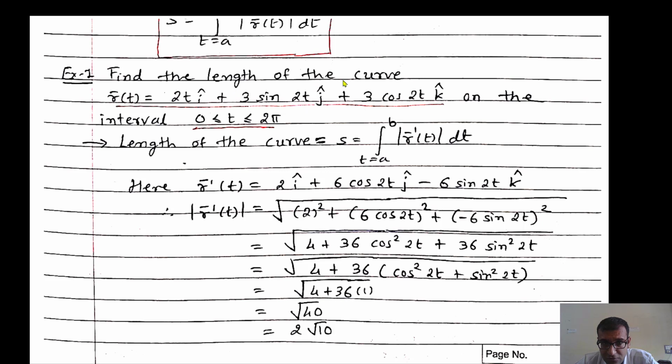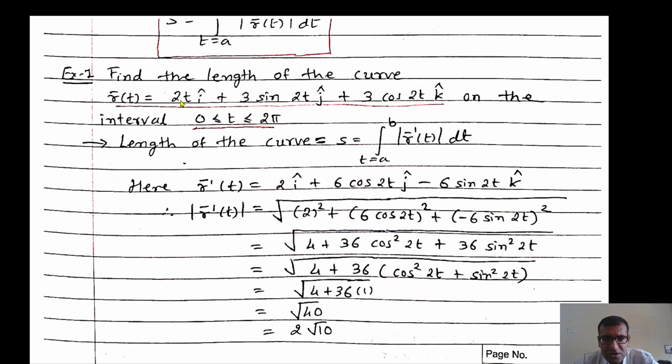So length of the curve, that means arc length. r bar of t is this one, on the interval 0 less than or equal to t less than or equal to 2 pi. So here the limit of t is from 0 to 2 pi. And the arc length of the curve is s is equal to integration from t is equal to a to b of mod of r bar dash of t dt. So you know that a is equal to 0, b is equal to 2 pi, and r bar of t is given, so r bar dash of t is what?